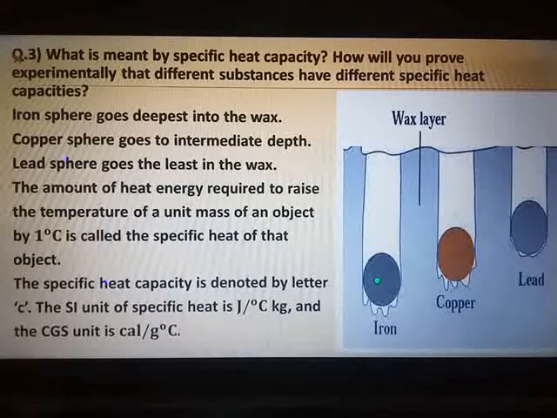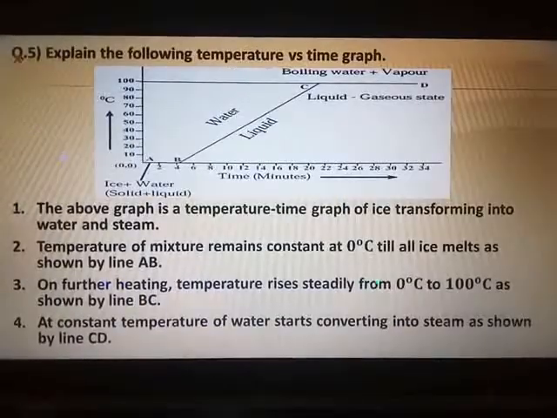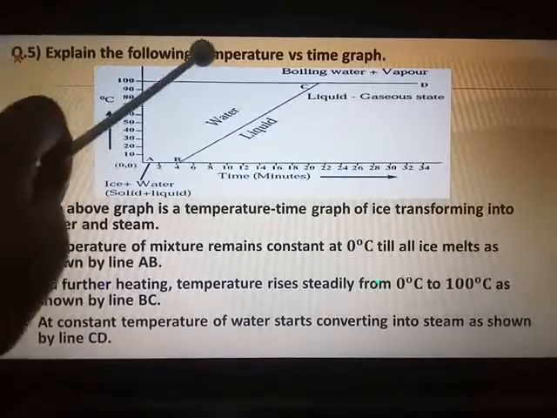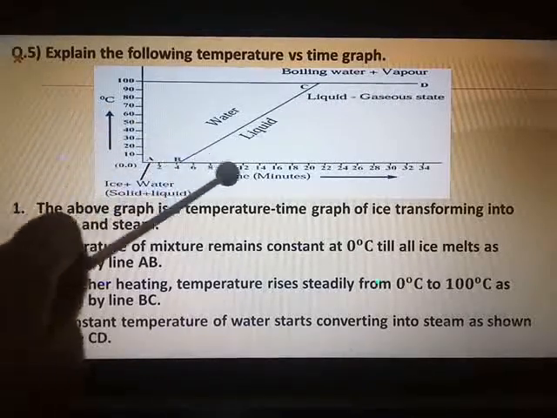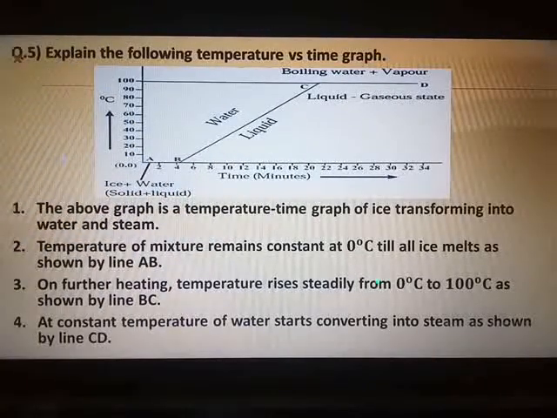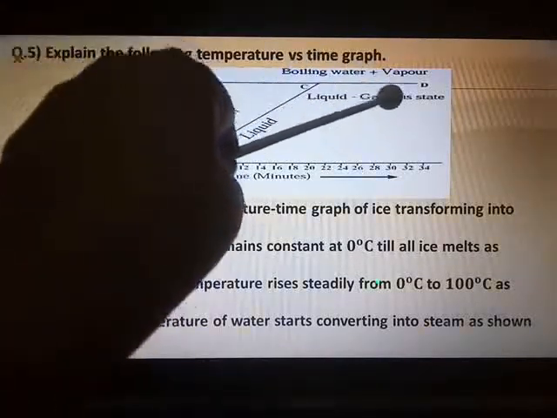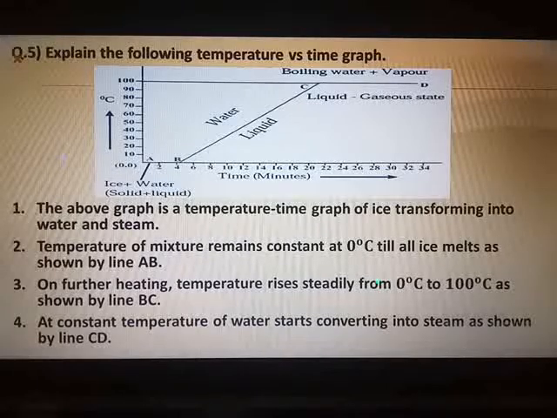Now let us move towards question number 5. Again a graphical question. Question number 5. Explain the following temperature versus time graph. Look at this graph. Time is given in minutes. Temperature is given in degrees Celsius, from 0 degree to 100 degrees Celsius. From this graph, what you understand, you can see ice getting converted into water and then to the gaseous state, that is steam. So in your first point, you are going to mention what the graph indicates, what the graph tells us. They have told clearly, explain.